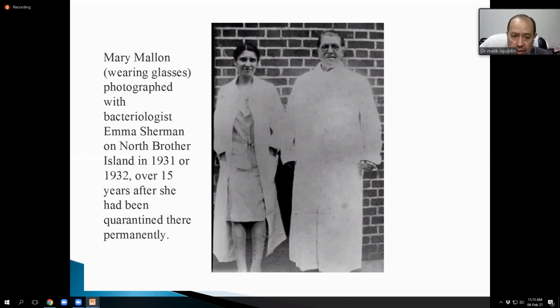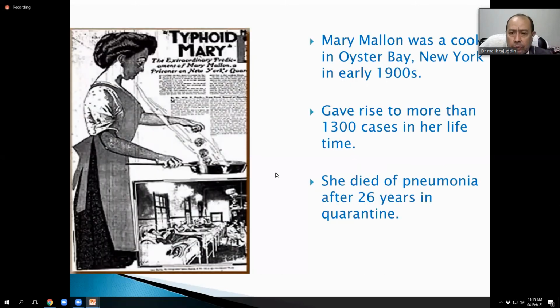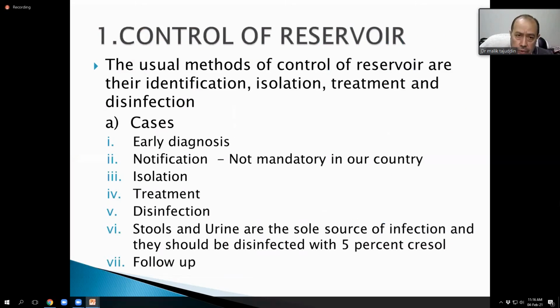And what she did, she was a cook in a restaurant, and she infected near about 1,300 people during her lifetime. When she was diagnosed, she was quarantined. She was taken away from this profession of cooking, and she remained quarantined for near about 26 years. And at the end, she died because of pneumonia. So this is how one carrier can infect how many people through these things.